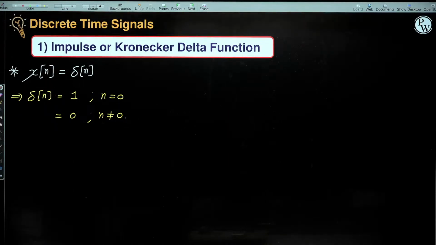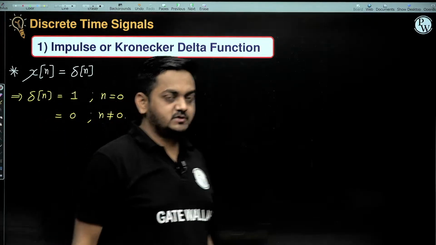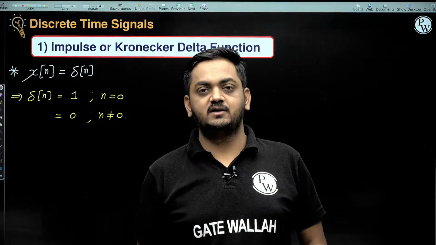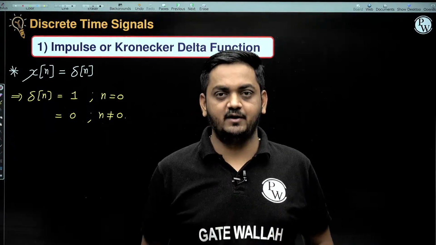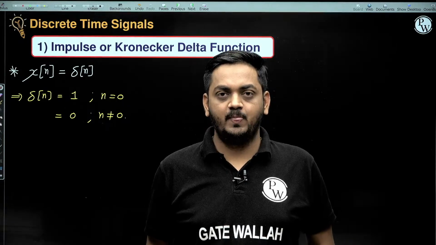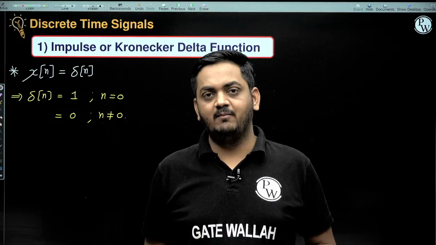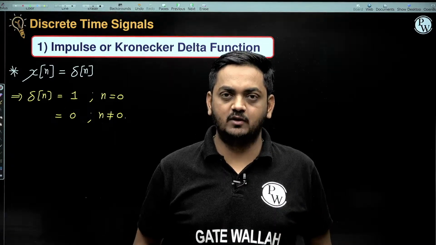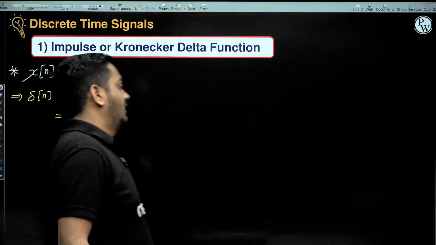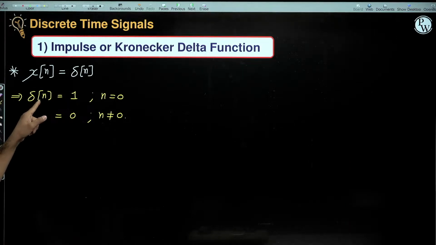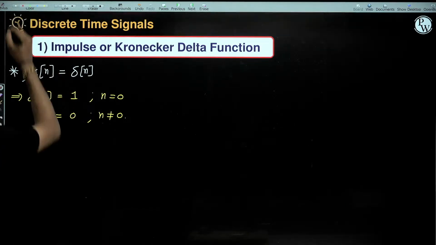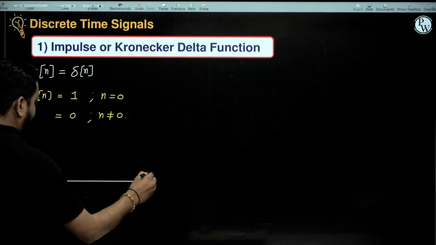In the continuous impulse function, amplitude is infinite as t tends to 0, but here amplitude is 1. Amplitude is 1 at n equal to 0 and amplitude is 0 other than n equal to 0, guys. And here strictly n is only an integer, only integer values of n are valid. So graphically it looks like this.